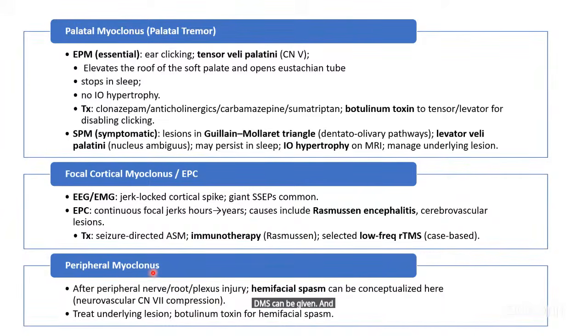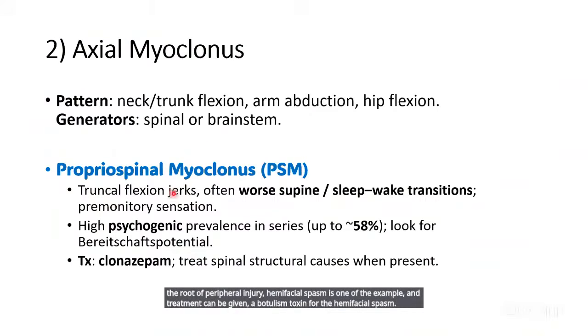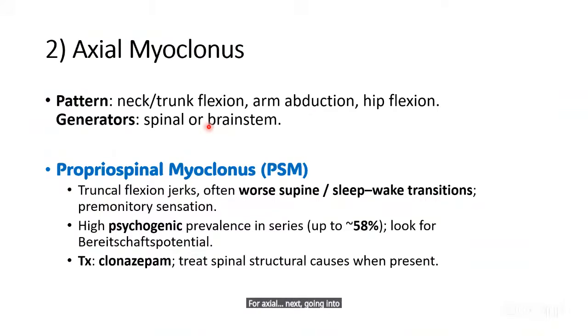And peripheral myoclonus often occurs after a peripheral nerve, root, or other peripheral injury. Hemifacial spasm is one example, and botulinum toxin can be given for hemifacial spasm. Next, going into axial myoclonus, after we just discussed focal. Axial can be neck or trunk flexion, arm abduction, or hip flexion. Generators are from the spinal cord or brainstem.